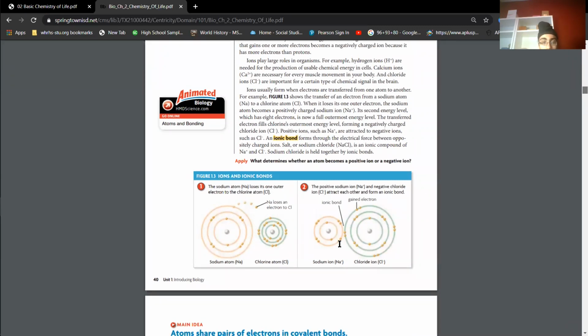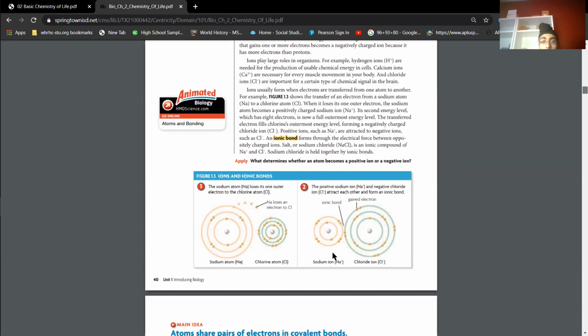In this case, remember that we said sodium wants to get rid of an electron, but chlorine wants an electron. So what's going to happen is that, if you look at step 1 here, the sodium is going to lose an electron to chloride. So sodium is just going to give chloride an electron. Then the sodium now has a positive charge, and the chloride now has a negative charge. Because remember, the sodium just gave away an electron, so that's going to give it a positive charge. And the chlorine just took up an electron, so that's going to give it a negative charge.